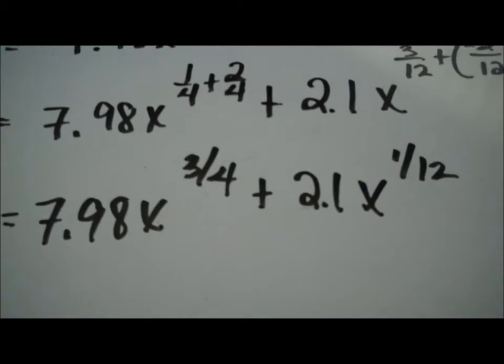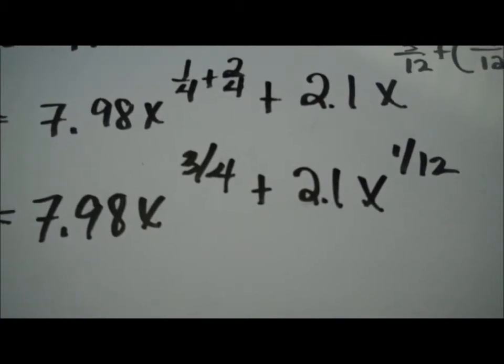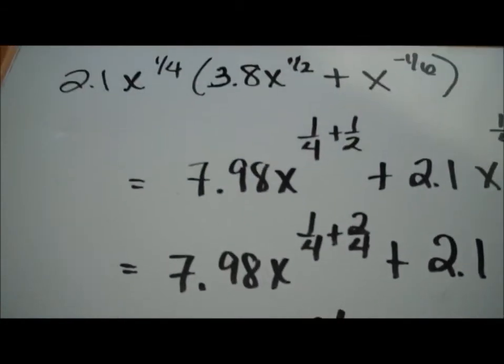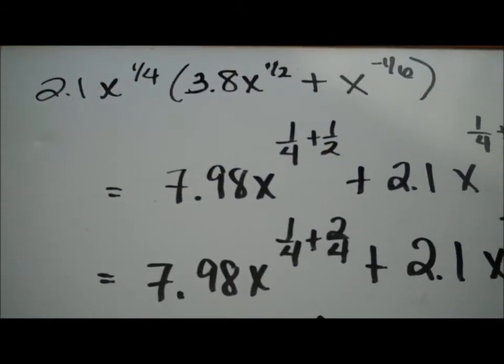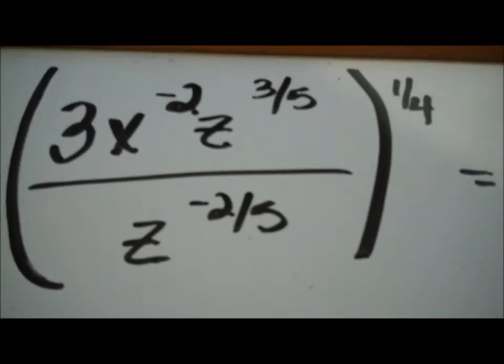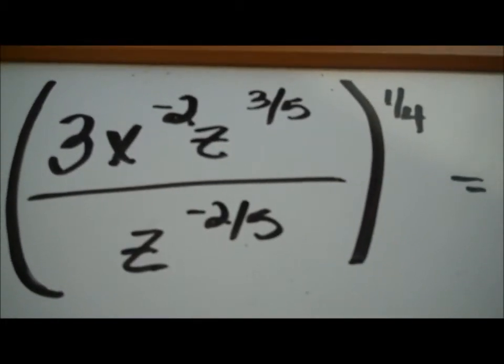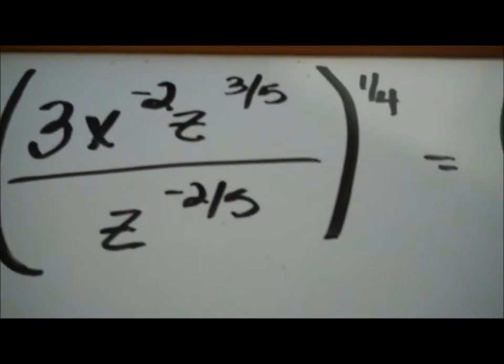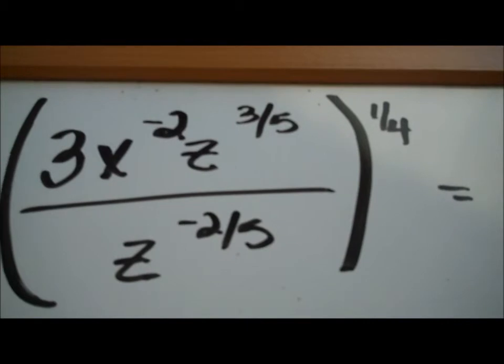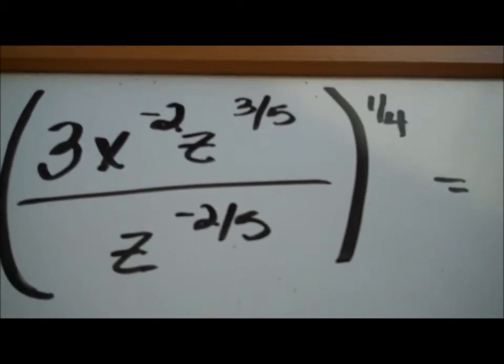So when you're distributing, you multiply the numbers out front, but when it comes to your variables, you have to add the exponents. Okay, so again, we need to simplify this. We notice that we have two sets of z's. We have a z in the numerator and a z in the denominator, so we need to simplify that.